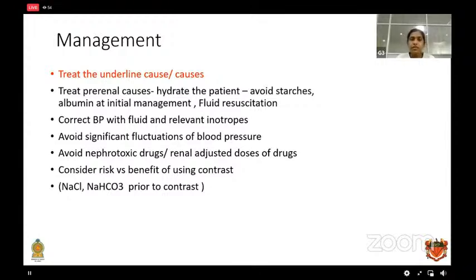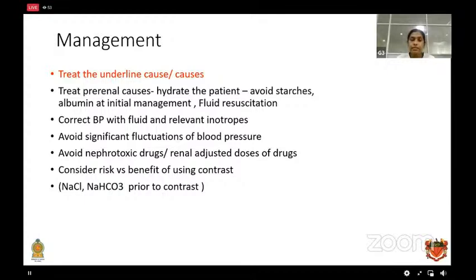Then avoid nephrotoxic drugs. So go through the drug chart of the patient daily, review the drug chart. We don't have pharmacists doing the rounds every day in the ward. So you have to go through the drug chart and identify them, and if possible, avoid and use renal adjusted dose of drugs, especially antibiotics. So you have to do it.